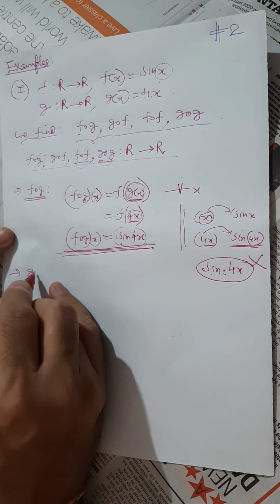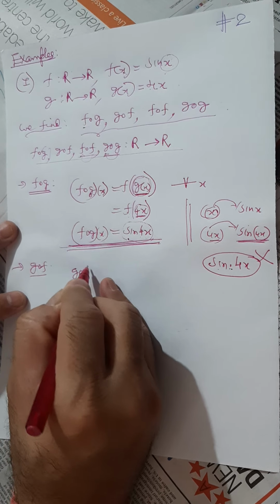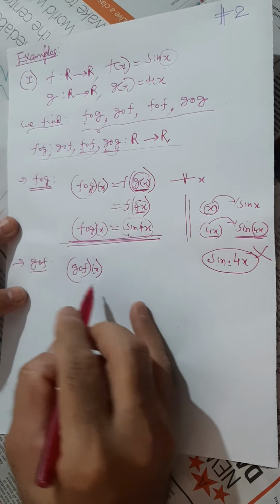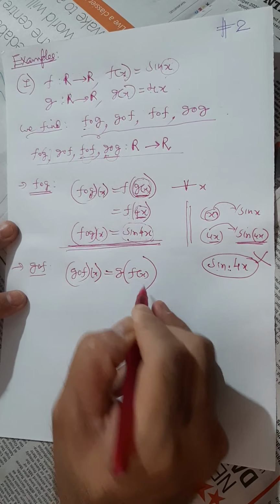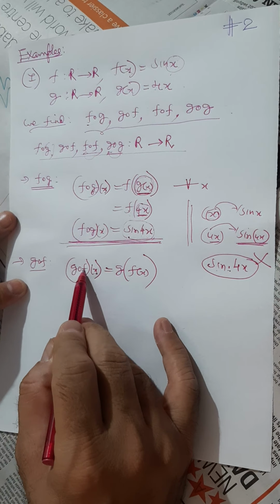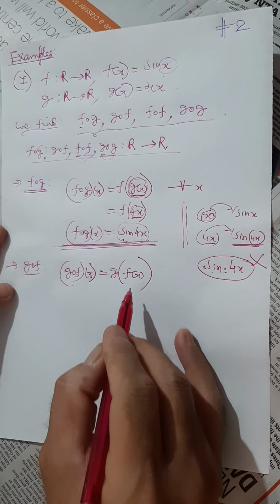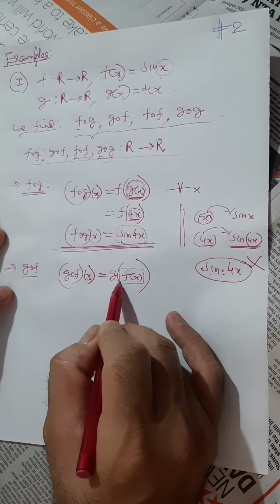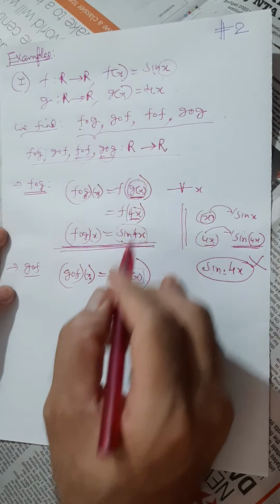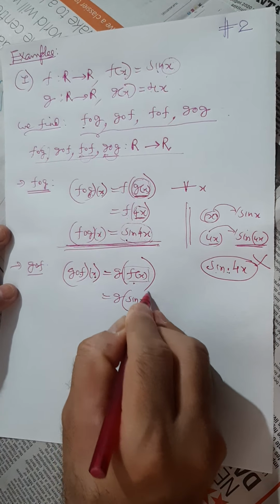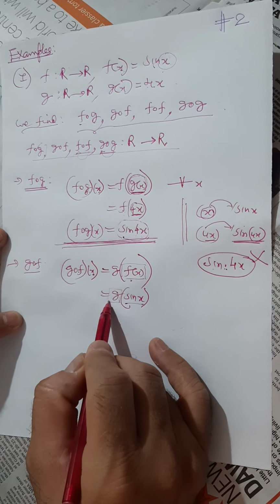Next, g∘f. So we start with g∘f at x. So it is g bracket of f(x). That means on x first f is applied and then g is applied. Now the circle is no more because I wrote the bracket. Now write the formula for f(x). What's the formula for f(x)? You know it is sine x. So here sine x. Now on this you are going to apply the function g.